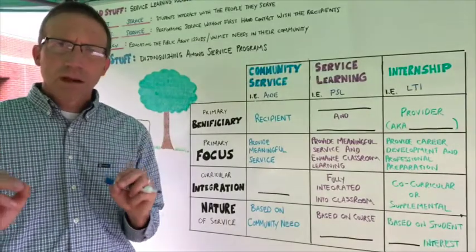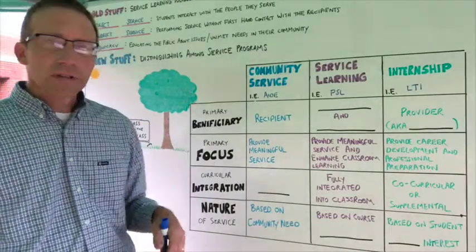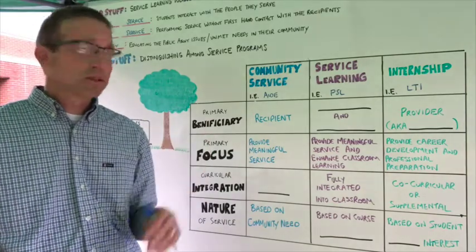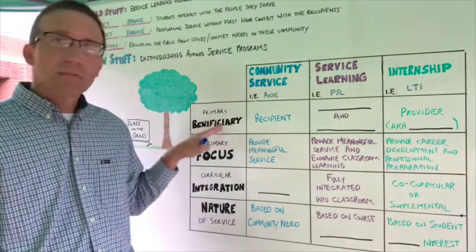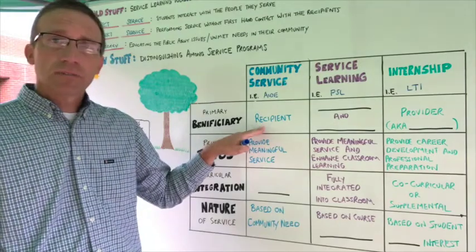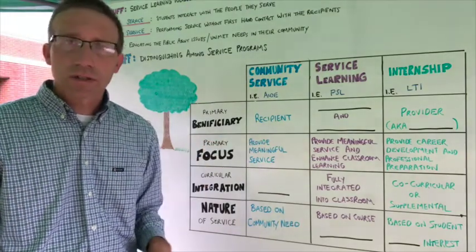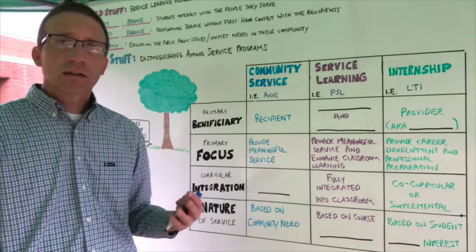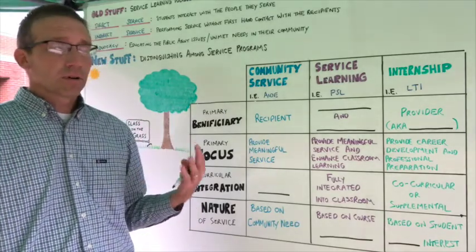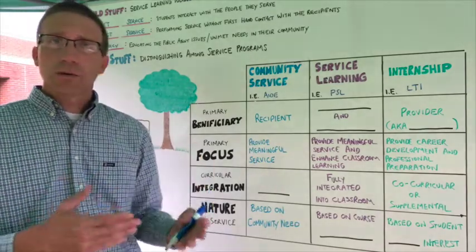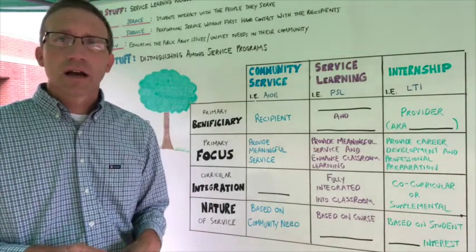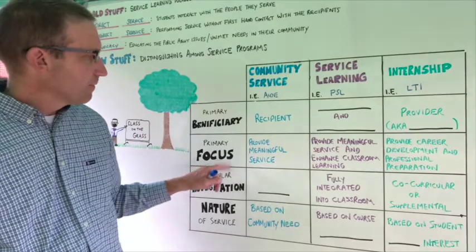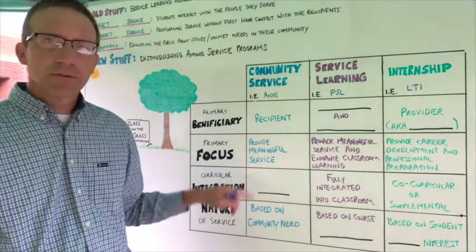Let's take them one by one. With community service, if you are an office aide or in Mr. Niedzwiecki's community service program, the primary beneficiary is the recipient, the person who's receiving the service. So if you're an aide in an elementary school classroom, clearly the person that you're serving, be that the teacher or the students in that class, are the beneficiaries of the work that you're doing. The primary focus is to provide meaningful service.